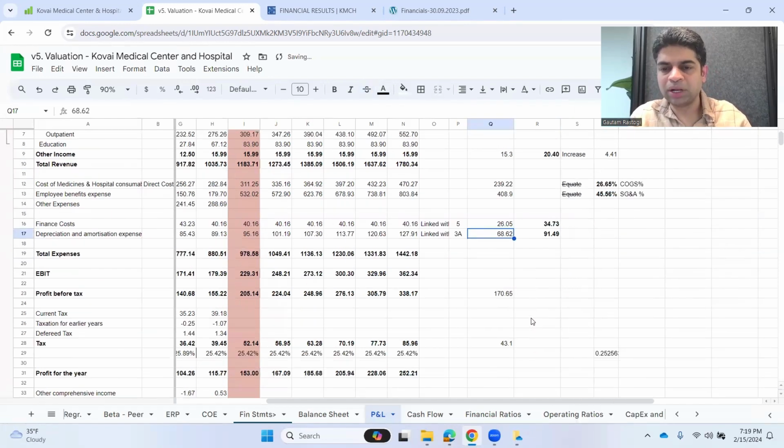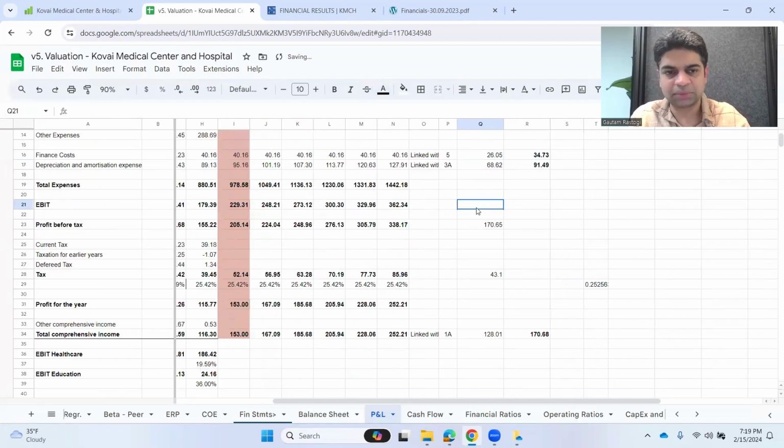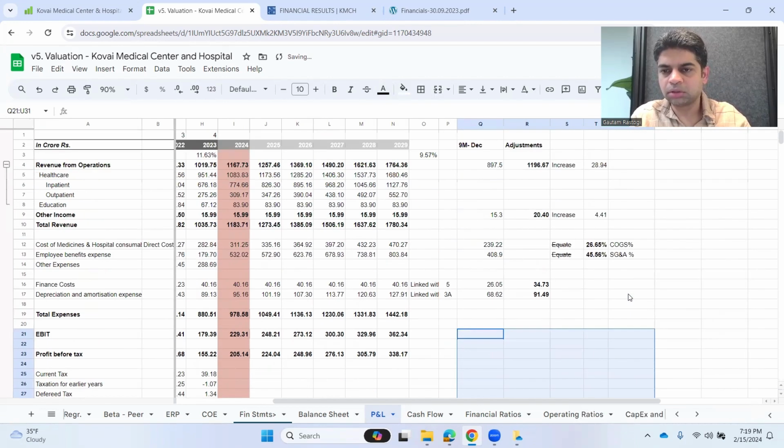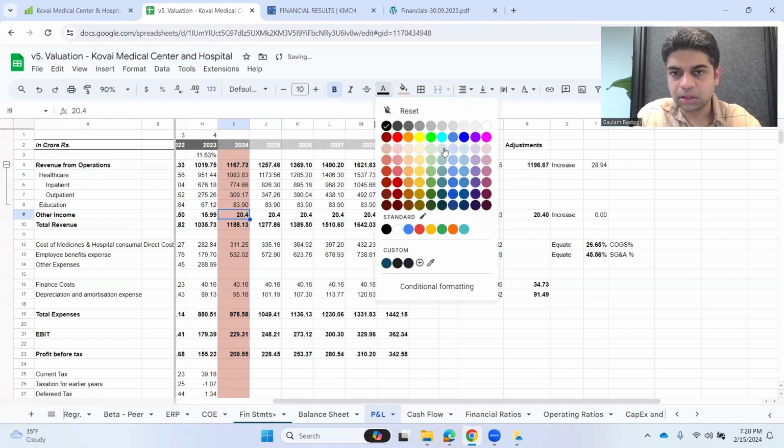Now let me remove this tax because we're not going to do any of this. The only adjustment that we need to make here, at least in the P&L section, is to increase revenue slightly and increase other income. So other income, let's increase it to 20.4. And it's always good practice, because this is a hard code, to change the color of the text. Let's make it blue.